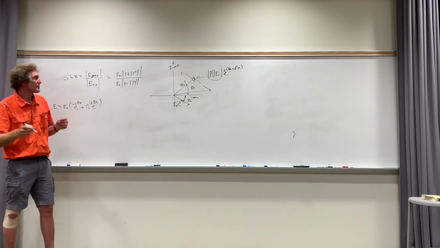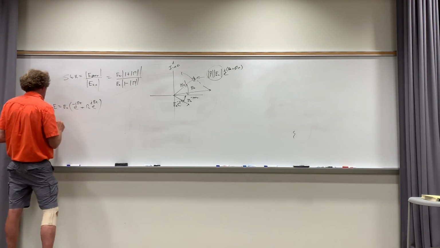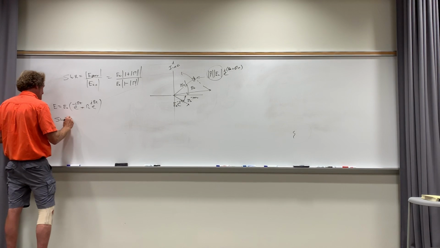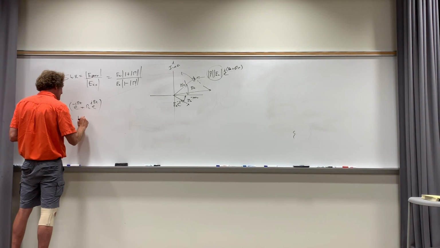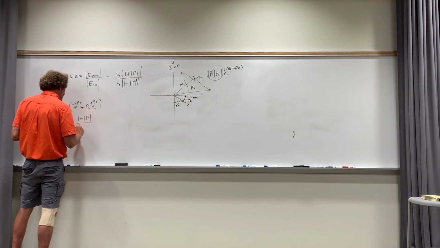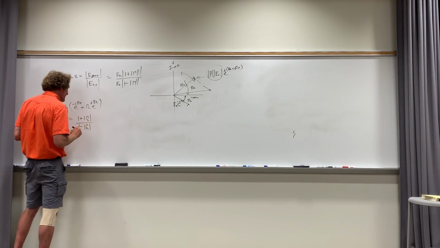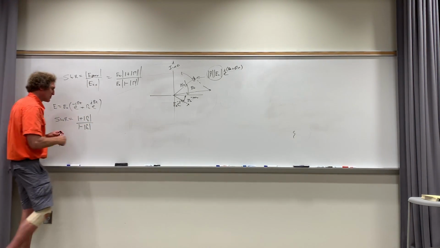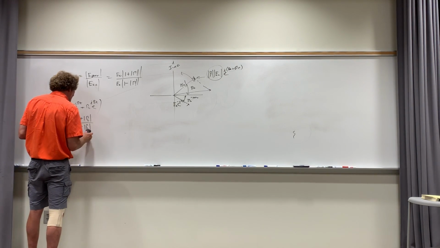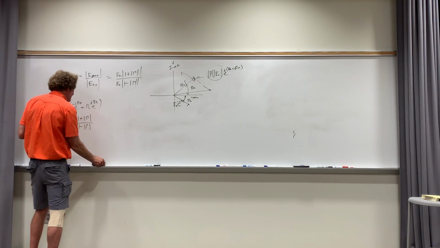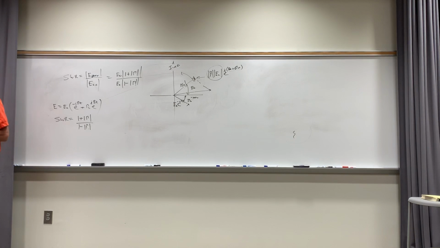Frankly, the best way to do SWR is just say it's 1 plus the magnitude of gamma over 1 minus the magnitude of gamma. And that's at the load, by the way. Or I should say, not just the load, it's the reflection coefficient at the barrier between two media. With me? You have standing waves or reflective waves, you have to hit something to get a reflection. So it's the reflection coefficient at that barrier.